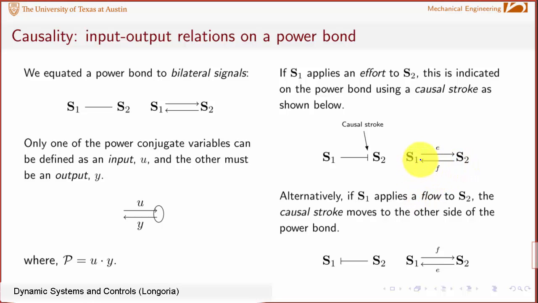back to system 1. Alternatively, S1 could specify flow to S2, and S2 could specify effort back. The way we would specify that is by moving the causal stroke next to S1. Sometimes we think of this as pushing, like a force, so that's an effort. And here it looks more like pointing, which is more like a flow being specified. There are different ways you can try to remember these notations.